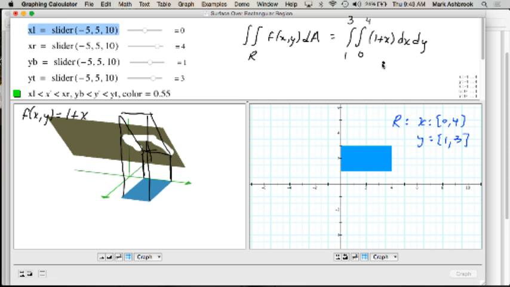So calculus means we're going to work inside out, and we're going to start with this one here, and we're going to take the integral with respect to x. Anytime there's any y's in there, we're just going to treat them as constants. So if y's are multiplied by x's, what happens to those y's?